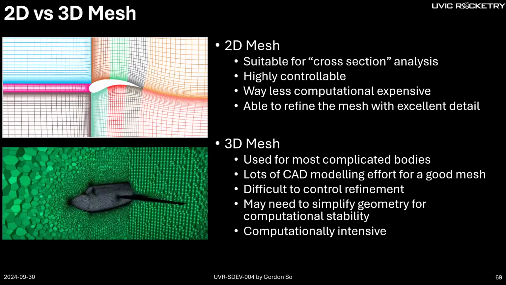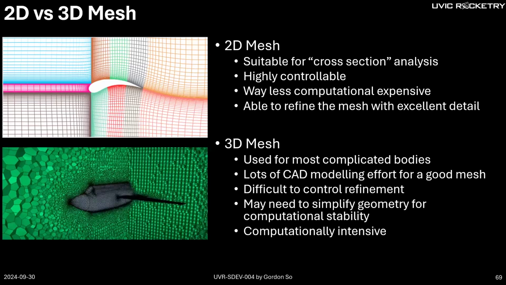And then a 3D mesh, of course, is used for the most complicated bodies. Most of the analysis requires a 3D mesh. The geometry requires really good CAD modeling to get a good mesh. And that is where you fight for your life, because you try to CAD it right, but CAD it good enough. And then you try to do your mesh, but the mesh is shouting at you. So you may come back and forth, back and forth. Sometimes it's really difficult to control the kind of refinement you're trying to do. You'll see why that would be the case as we go.